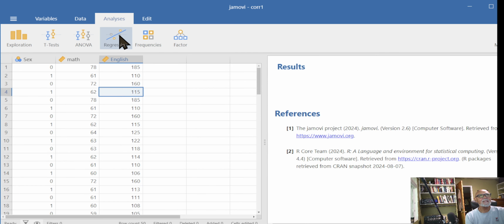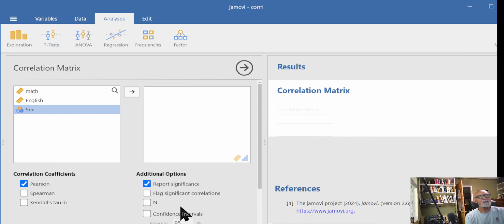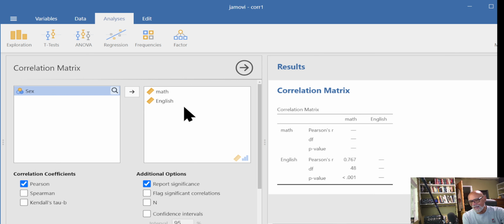We'll go to the analysis, and in this case we're going to go to regression. In regression you'll find correlation matrix. Here we're going to select our math and English, and we'll move them into this one box. Remember, it's one box there because we don't define an independent and a dependent variable. It is symmetric.